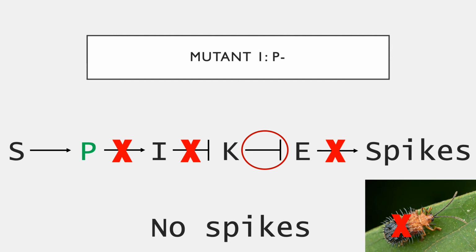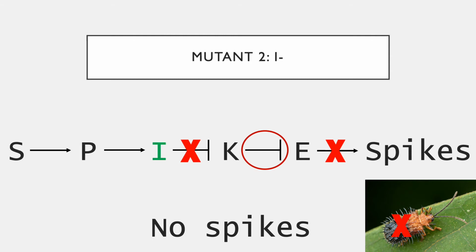The first mutant strain is mutated in the P gene, represented in green. In this situation, the P gene product is not able to stimulate transcription of the I gene product. Since the I gene product is necessary to inhibit the action of the K gene product, this will no longer occur and the K gene product will inhibit the action of the E gene product. With the E gene product inhibited, the spikes will not be produced.